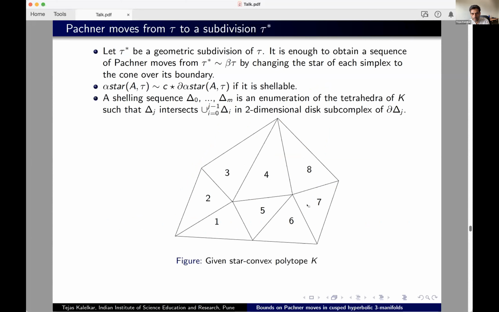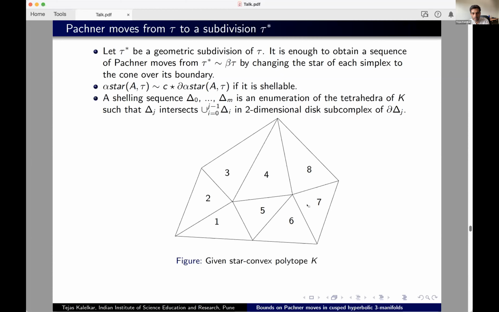Now, the property that I use over here is what's called shellability. So a shelling sequence is the following. Given a triangulation of a convex polytope, a shelling sequence delta naught to delta m is an enumeration of the tetrahedra of this triangulation such that delta j intersects the union up to delta j in two-dimensional disk subcomplexes.